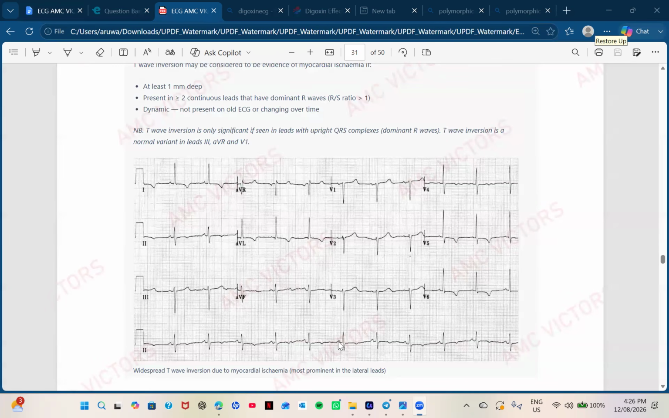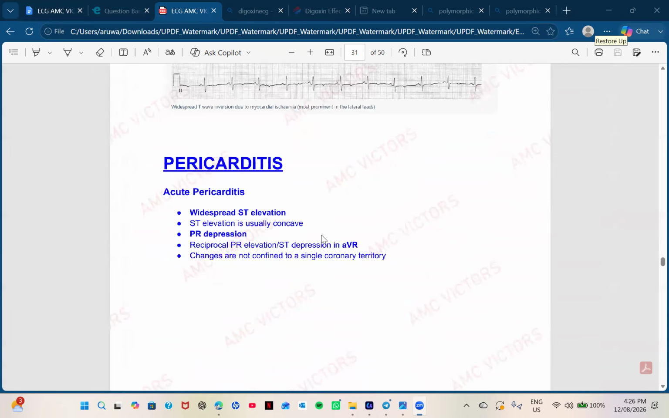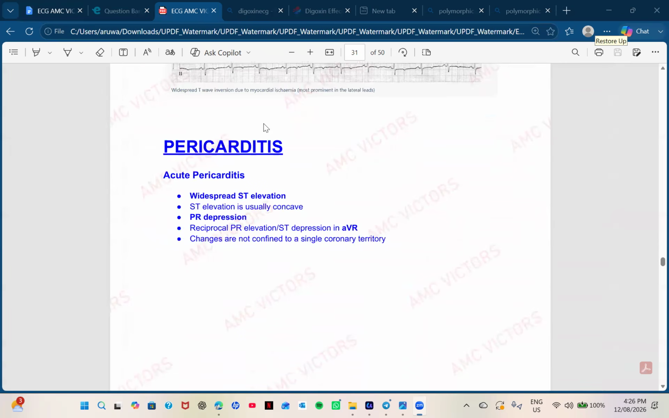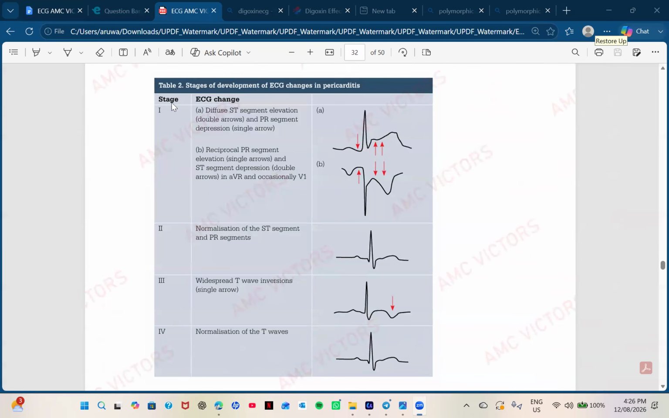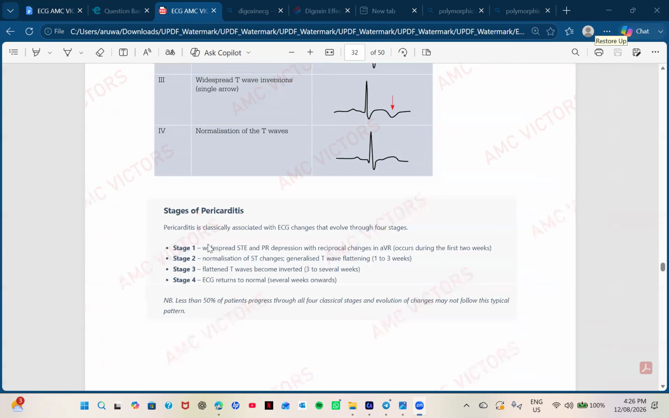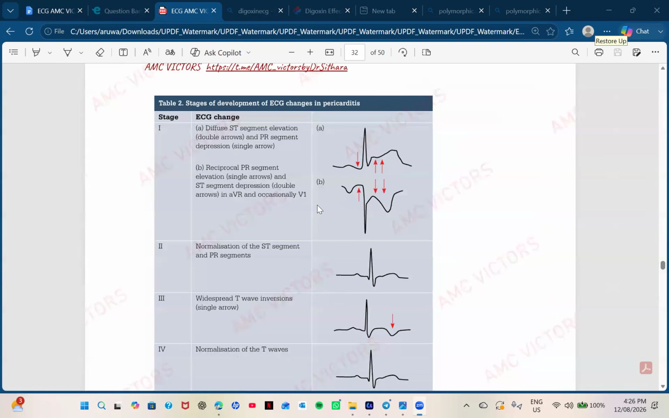Okay, let's discuss the other cases, like pericarditis. How does pericarditis present, doctors? The pericarditis ECG differs according to the stage, right? Stage one: widespread ST elevation and PR depression with reciprocal changes in aVR. Very important. It occurs in the first 2 weeks.